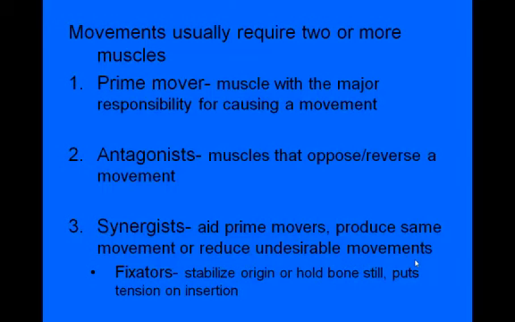An antagonist is a muscle that opposes or reverses a movement. So your triceps, which are underneath your upper arm, those would be antagonistic in that same movement. Now, moving on. A synergist aids prime movers, produces the same movement, or reduces any undesirable movements. Fixators will stabilize the origin and hold the bone still, which puts tension on the insertion.